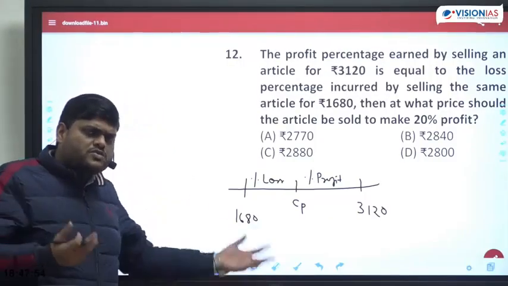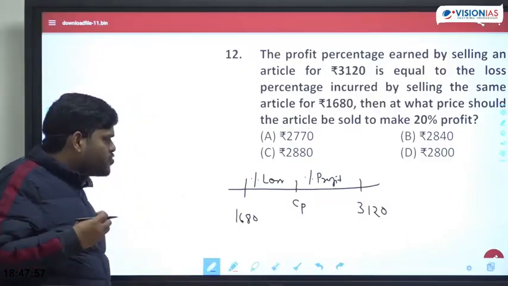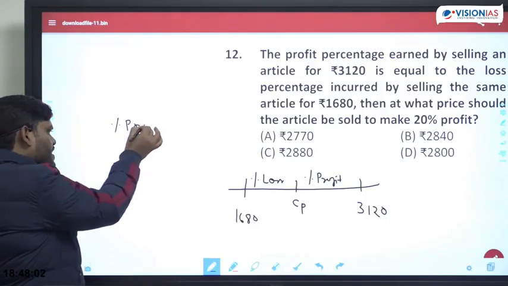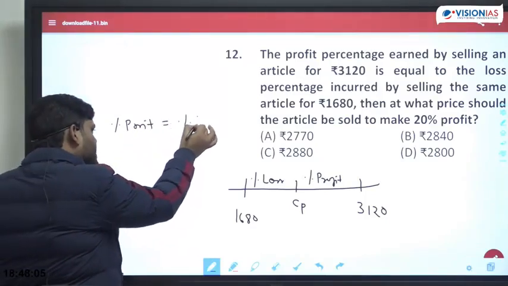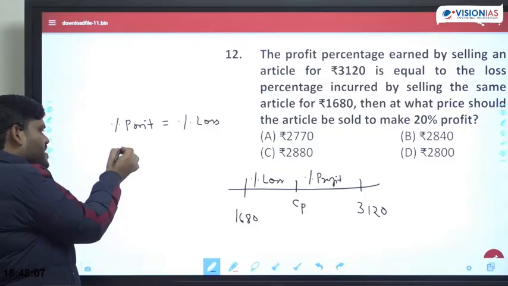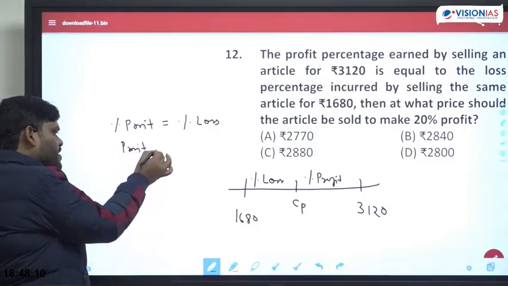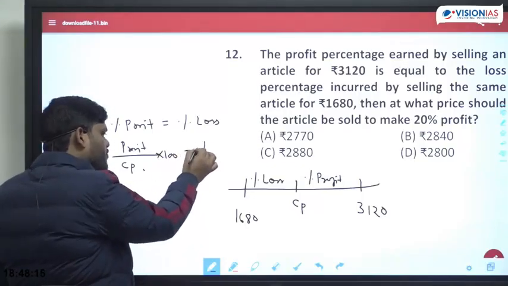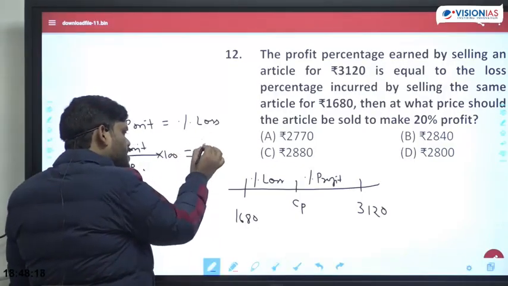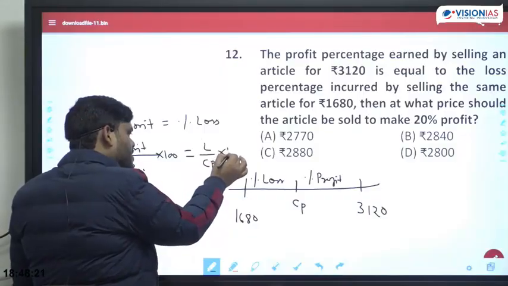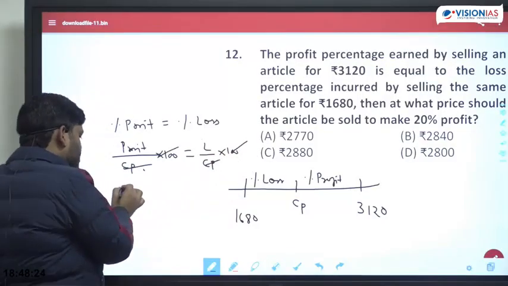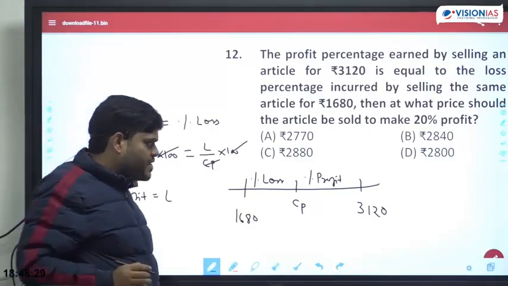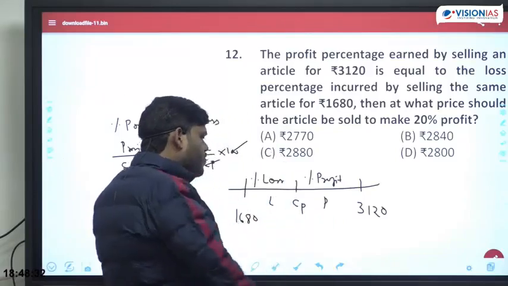So if we go by the concept, how can we solve this question? The percent of profit is equal to the percent of loss. What is percent of profit? Percent of profit is profit upon CP into 100. And what is percent of loss? Percent of loss is loss upon CP into 100. All this will cancel out. That means profit is equal to loss. This one thing is clear: the profit here should be equal to the loss here.